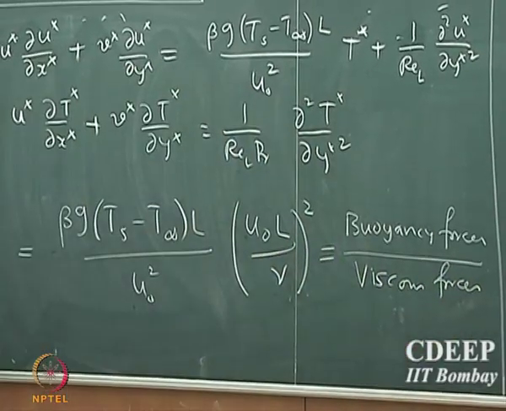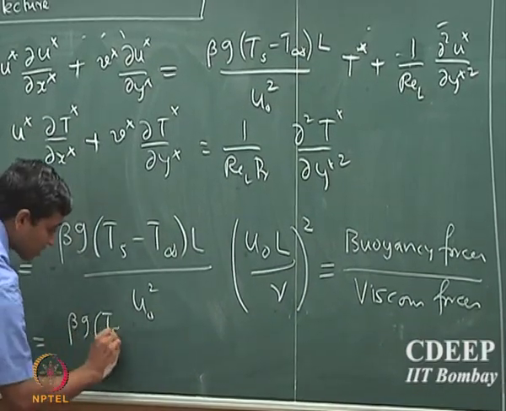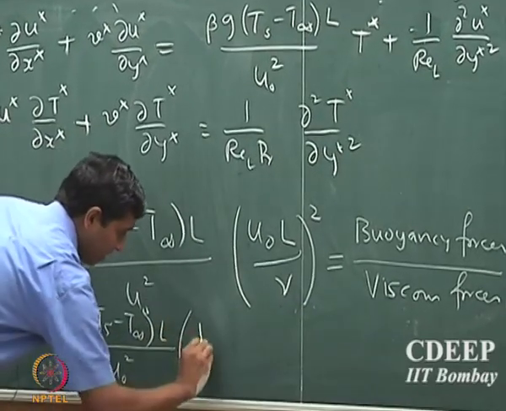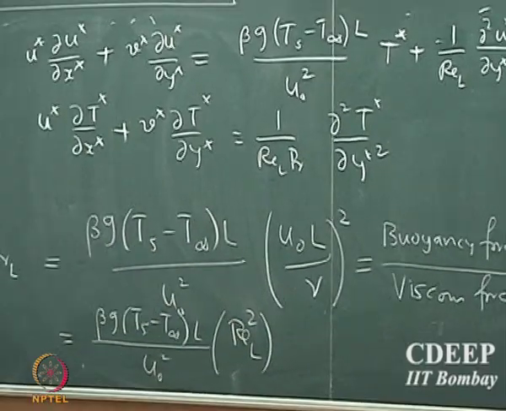So the Grashof number, which is essentially beta g (T_s minus T_infinity) L by U naught square into Re_L square, is the ratio of buoyancy forces to the viscous forces. But it is just some function of viscous forces. It's a square, so you will have the square of the viscous forces. That is because of the scaling that you will require for the buoyancy forces.